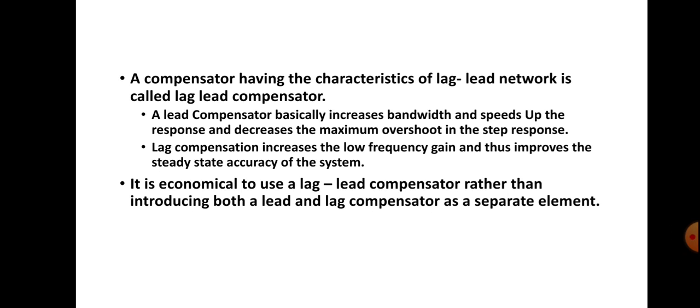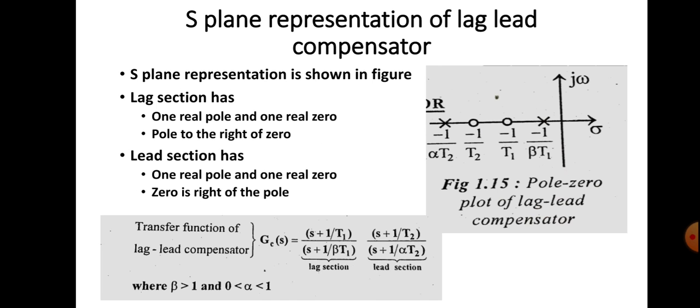In the case of a lead compensator, it increases the bandwidth, speeds up the response, and decreases the maximum overshoot in the step response. Whereas lag compensation increases the low frequency gain and thus improves the steady state accuracy of the system. So whenever we want both these qualities, we use a lag lead compensator instead of using both the lag compensator and the lead compensator, because it is economical to use the lag lead compensator rather than introducing both these compensators separately.